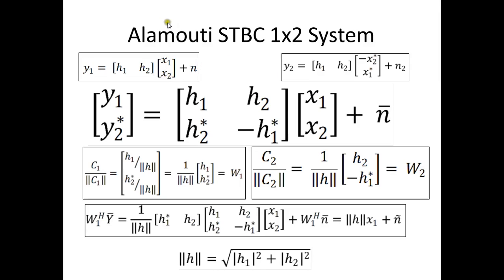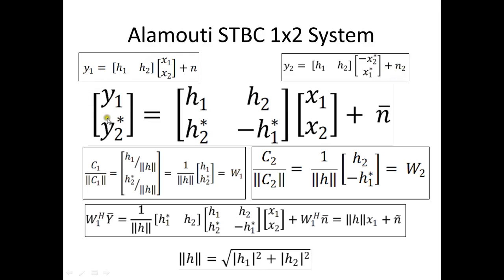And in the second time instant, the symbol y2 is received, taking the assumption that the channel matrix remains constant during the time interval, and according to the Alamouti scheme, the symbols which are transmitted are minus x2 conjugate and x1 conjugate, plus n2 as the noise power at the receiver end.